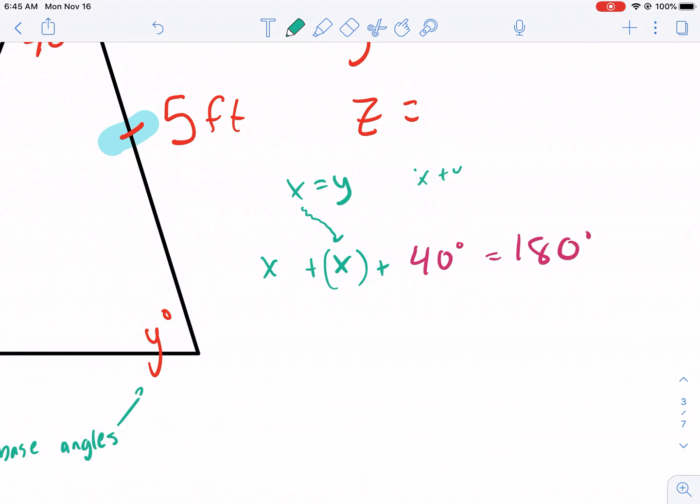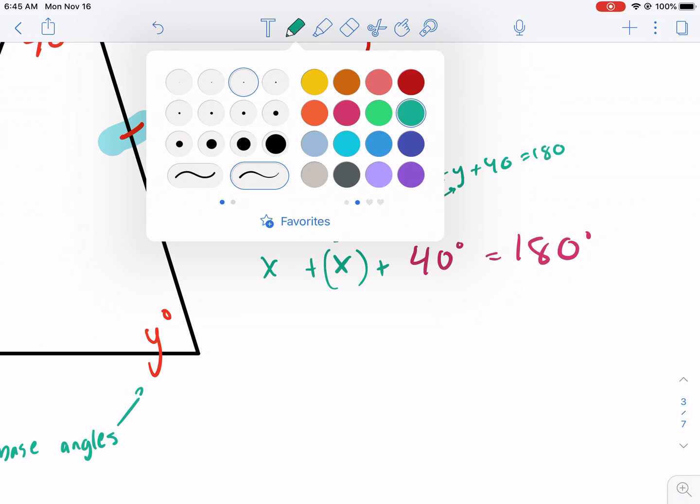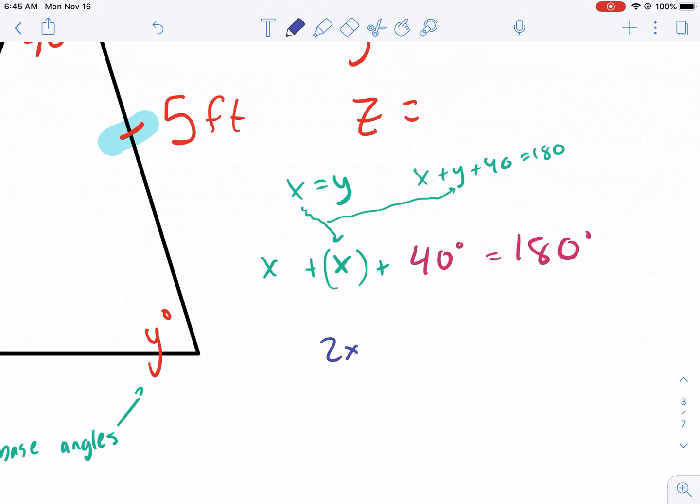So x plus y plus 40 equals 180. So we substitute x in for y, and there we have our new problem. Now we can combine like terms. We get 2x plus 40 degrees equals 180 degrees. So now we subtract 40 from both sides, and we just have a nice two-step equation here. That's not correct. 140, sorry. And we divide by 2.